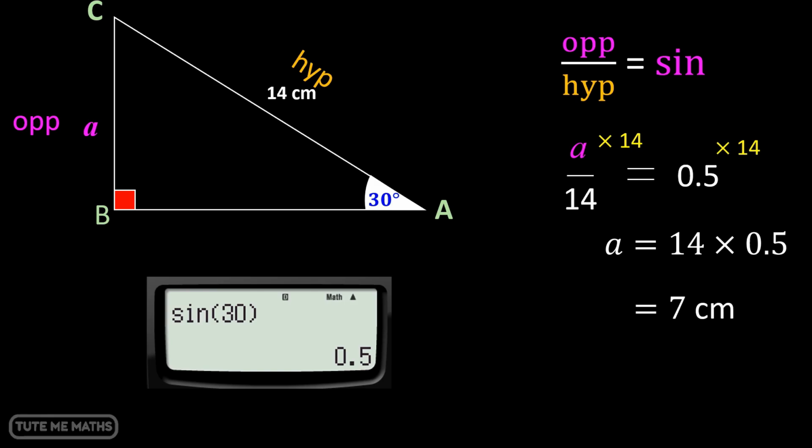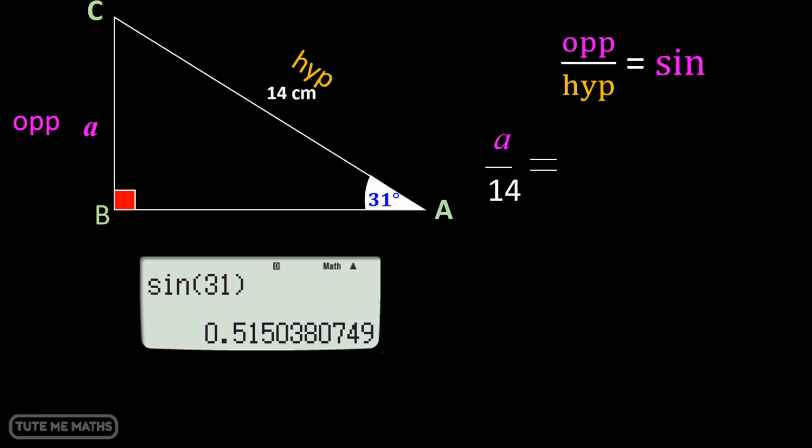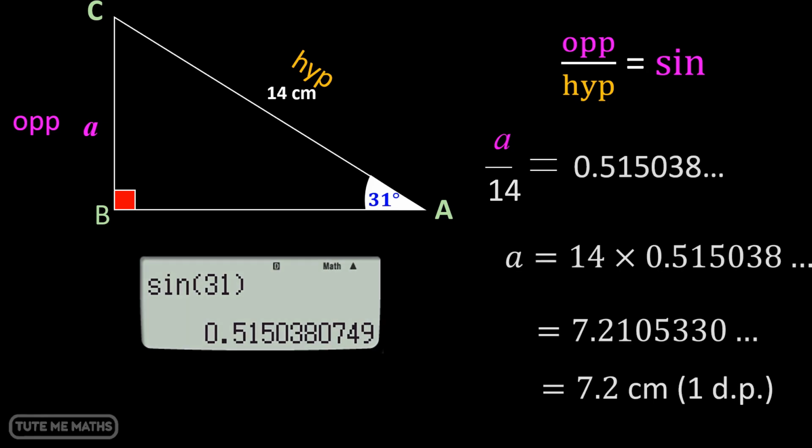However, if the angle wasn't exactly 30 degrees, let's pretend for a moment it was 31 degrees, then we would need to look the ratio up using the sine button on the calculator. Clearly, this value isn't as nice to write as 0.5 was. Our solution would look like this, and it's quite acceptable.